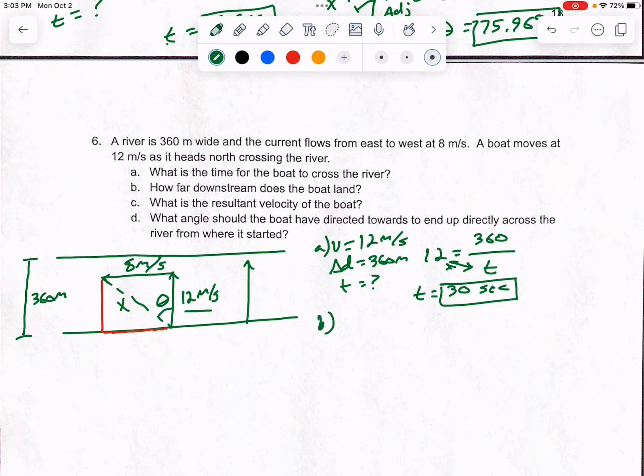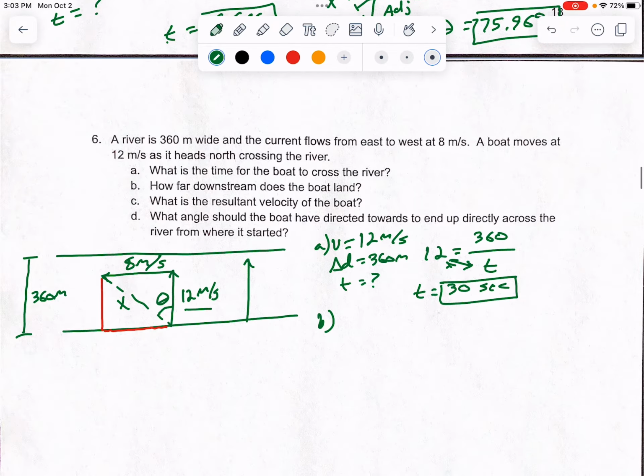Part B, how far downstream does the boat land? Okay, so we're looking for how far downstream, so that's distance. So we're going to do our V, D, and T. Okay, so we're looking for displacement now. Our time, we just found it was 30 seconds.